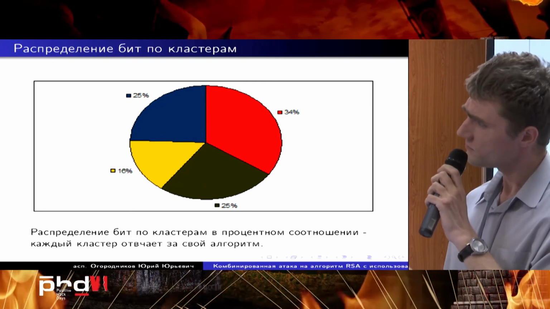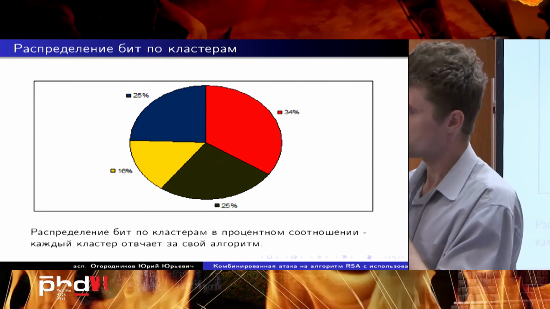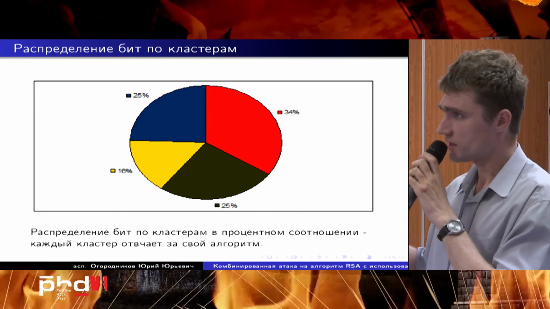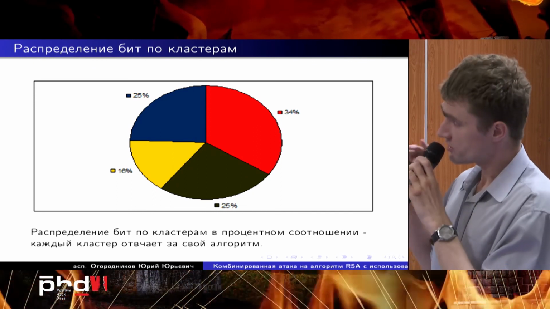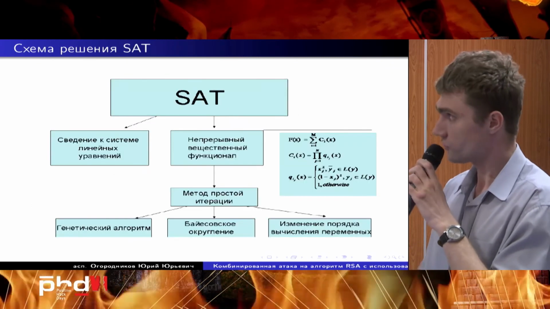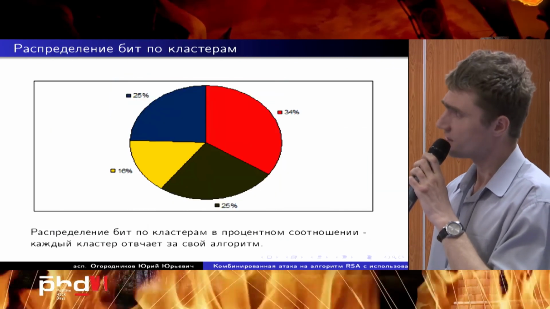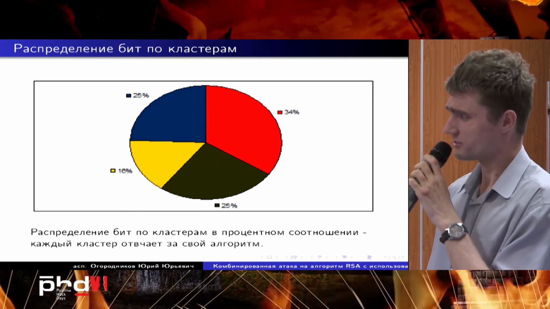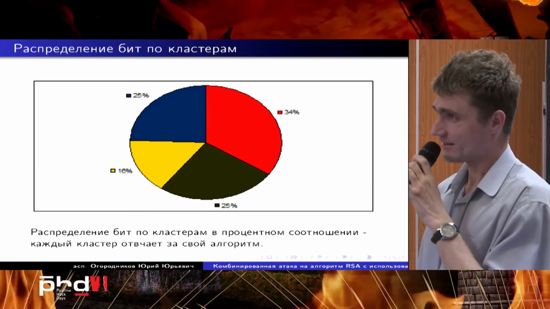Could you repeat your question, please? So that's the percentage. The bits defined by this or that algorithm. No, that's the allocation of the bits by clusters. 34% of bits are defined by the first algorithm. What about the allocation and allocations? Some of them are fixed, some of them are not. But I don't really understand your question.